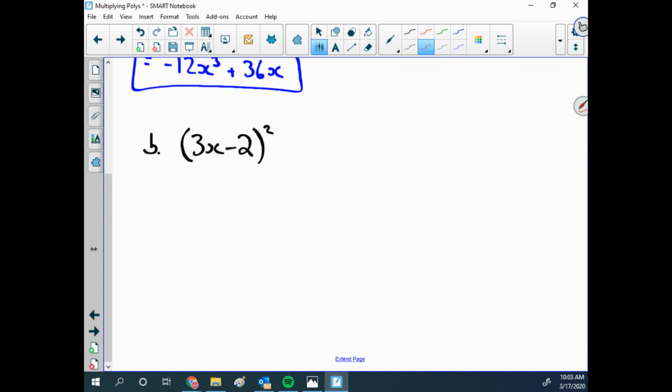The next one is looking at binomial multiplication. So we looked at binomial multiplication and looked at a few different strategies. We could use algebra tiles, we could use grid, and we could use distributive property. And I'll take a quick review on all of those. So first one is algebra tiles.